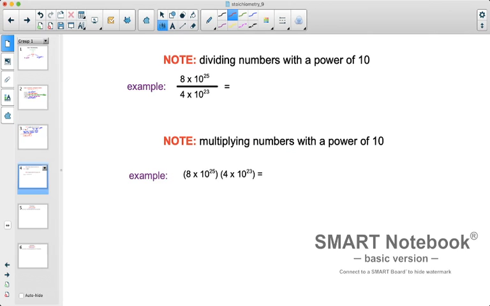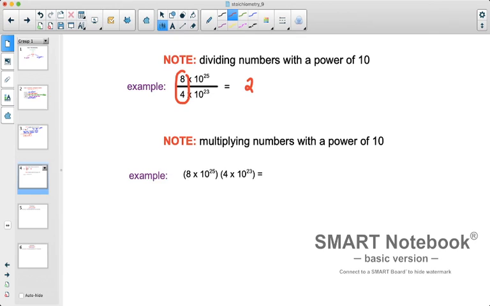My next hint is really dividing numbers with a power of 10. Now, some of you have learned this, some of you have forgotten this, but I just want to show you an easy way to do this, even if you don't have a graphing calculator. Now, when I divide the numbers, that's perfectly fine. I can divide the bases. 8 divided by 4 is simple. That's going to be just the number 2.